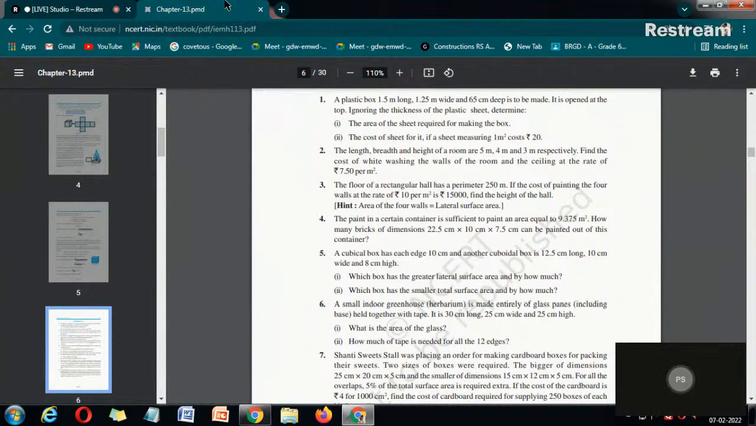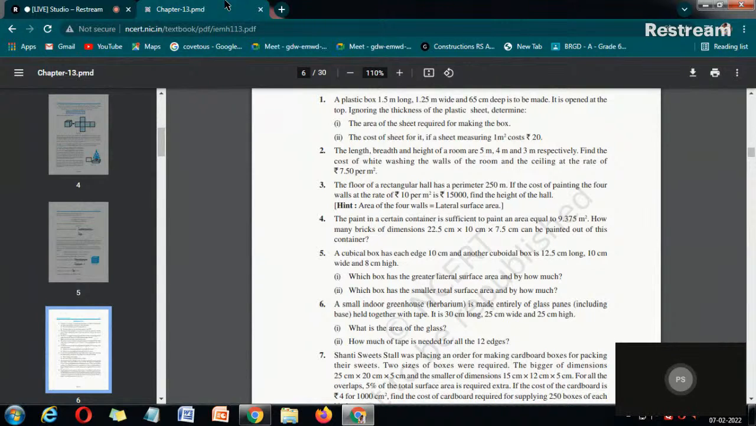What is the second question? How much tape is needed for all the 12 edges? Here asking about all the 12 edges. As we know, it is held with the tape. So we will divide it into halves. That means 4L, 4B and 4H. So 4L plus 4B plus 4H. Clear? You will do it like this.